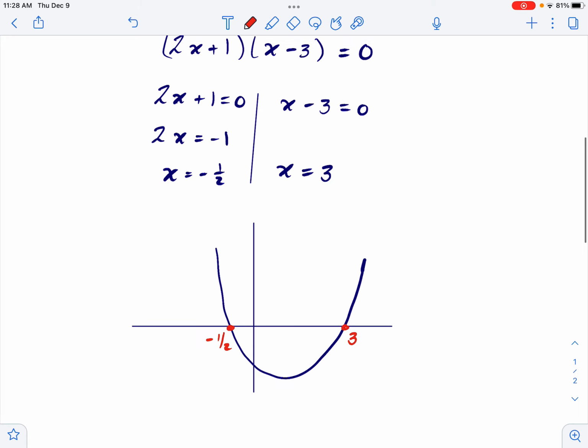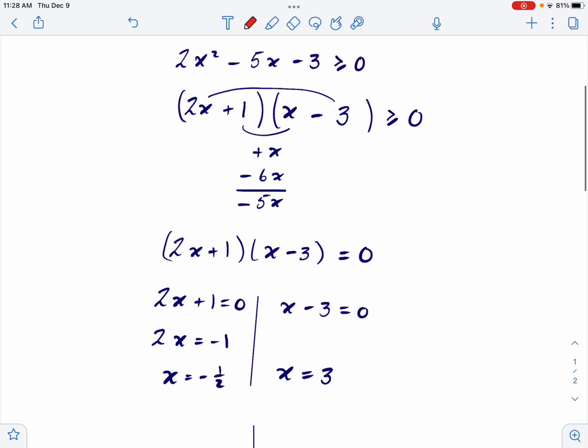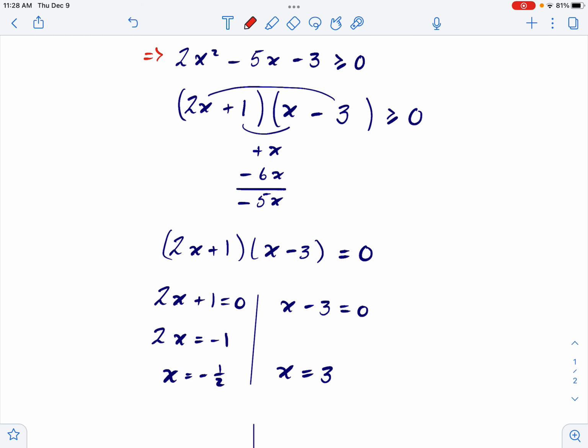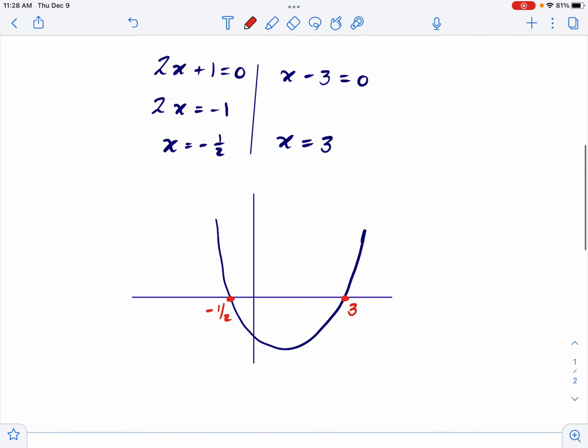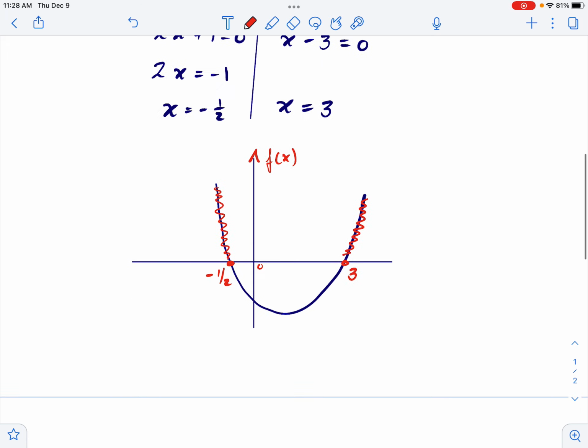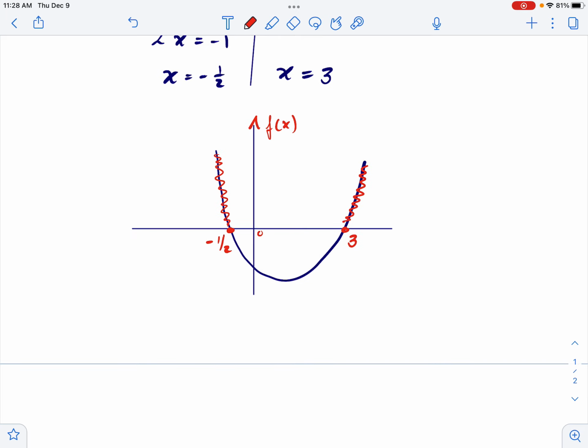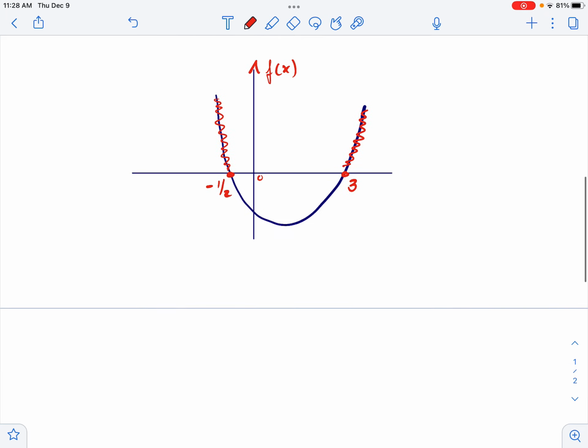And we want to know where this is greater than or equal to 0. Well, my function is measured on my vertical axis, so this here is 0. And so we want where the function is positive or equal to 0. Well, it's equal to 0 at negative 1/2 and 3. And it's positive here, all values of x there, and this here also. And so where is it greater than or equal to 0? Well, it's to the left of negative 1/2, including negative 1/2.